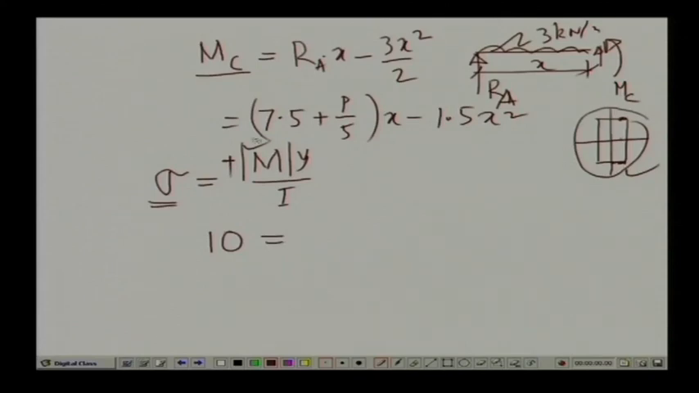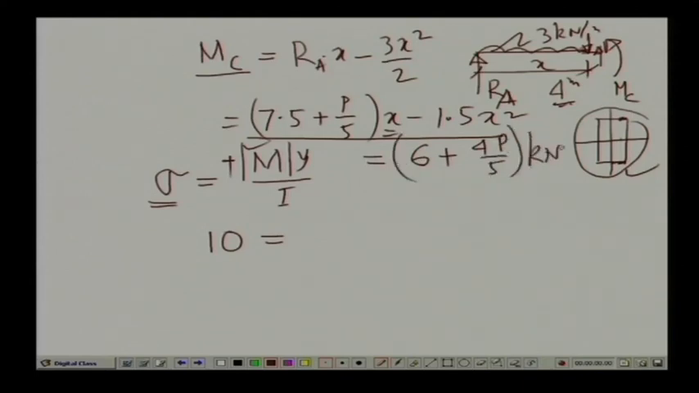This is the expression for the bending moment, which is 7.5 plus P by 5 into x minus 1.5 x square, and as we have seen, the maximum bending moment will occur at the point of the load, which is at a distance of 4 meter. So, substituting the value of x as equal to 4 meter, we get the bending moment as 6 plus 4 P by 5 kilonewton meter, assuming that P is in kilonewton.